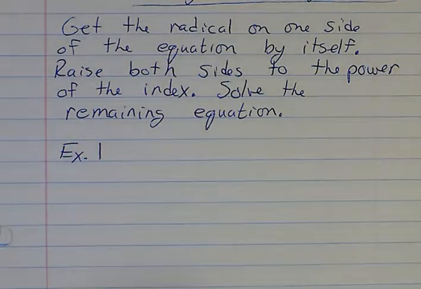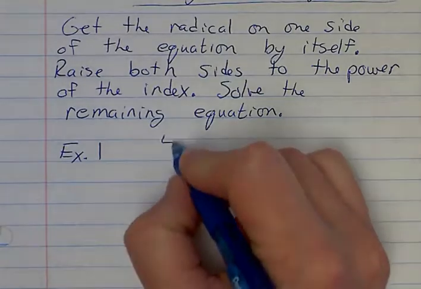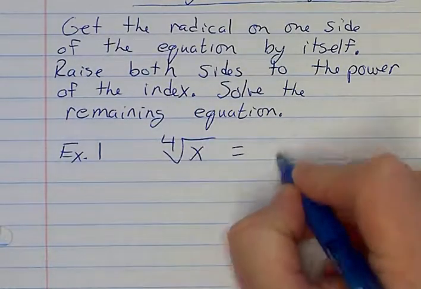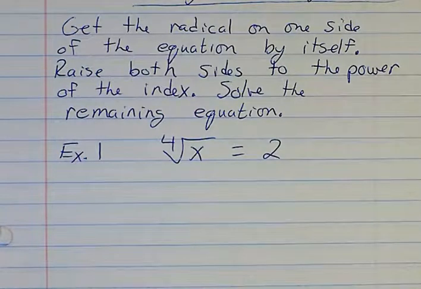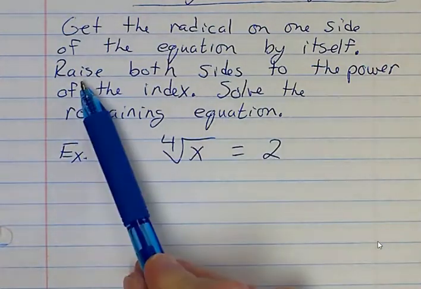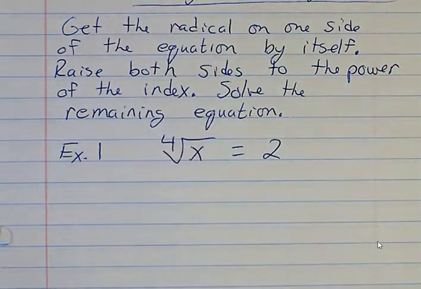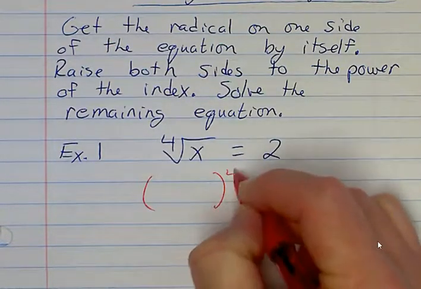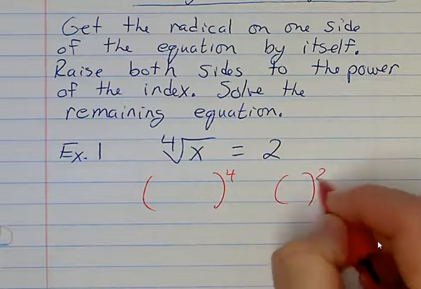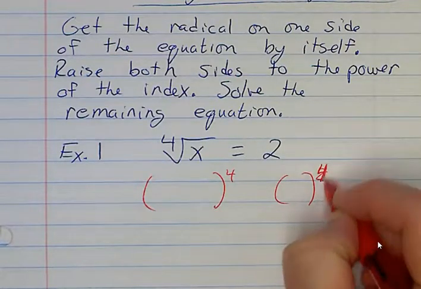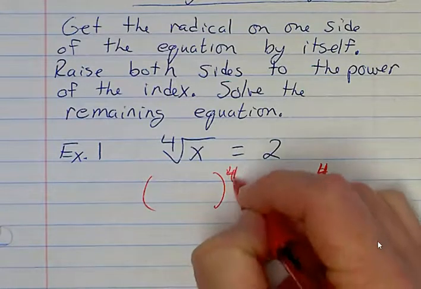Okay, so the very first one. Let's say we're going to do the 4th root of x equals 2. So for this one, the radical is already by itself on one side, so we're good there. The next thing we'll do is raise both sides to the power of the index. Well, the index is 4, so we're going to take the entire left side, raise it to the 4th power, take the entire right side, and raise it to the 4th power as well.